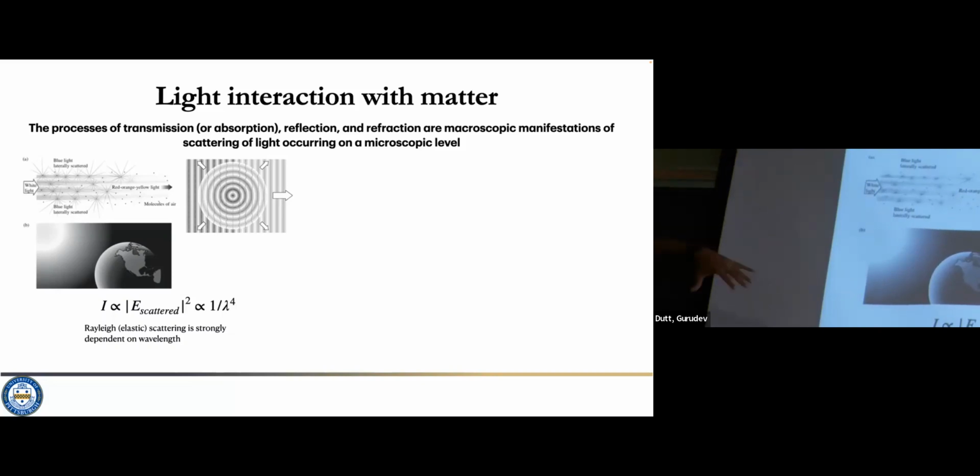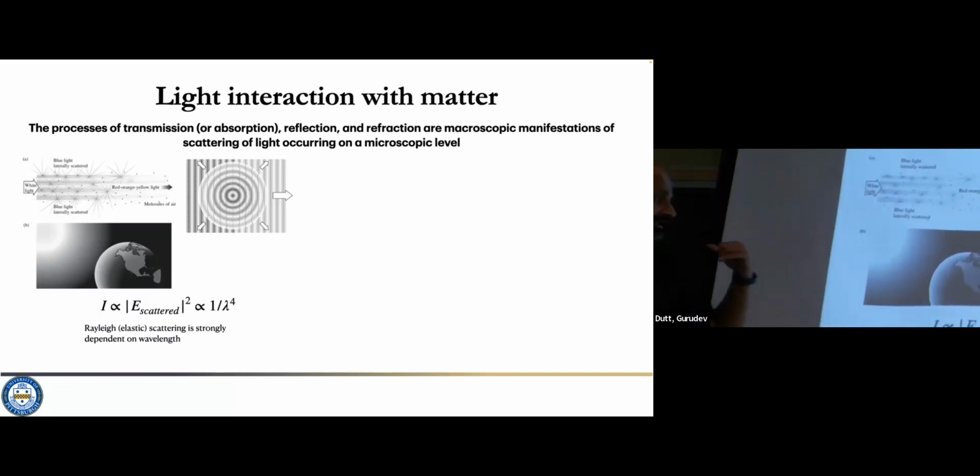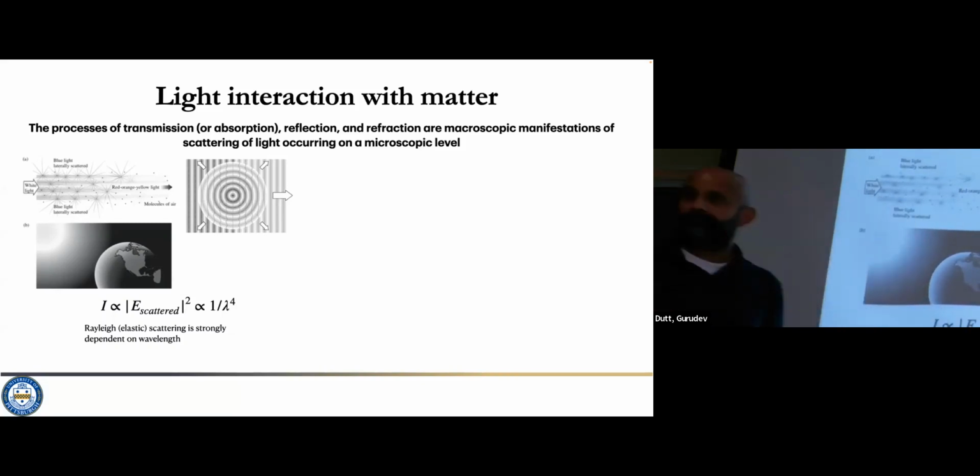And it turns out that we can show by simple dimensional arguments that we'll think about in a minute, that the intensity of the scattered light, remember the intensity is proportional to the scattered field squared, right? I just showed you that, or at least motivated that for you. It turns out that that's proportional to 1 over lambda to the 4th. So Rayleigh or elastic scattering, as it's called, is strongly dependent on wavelength.